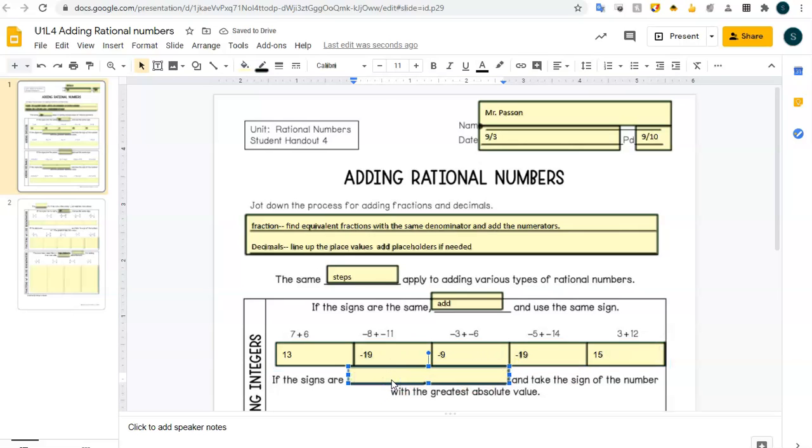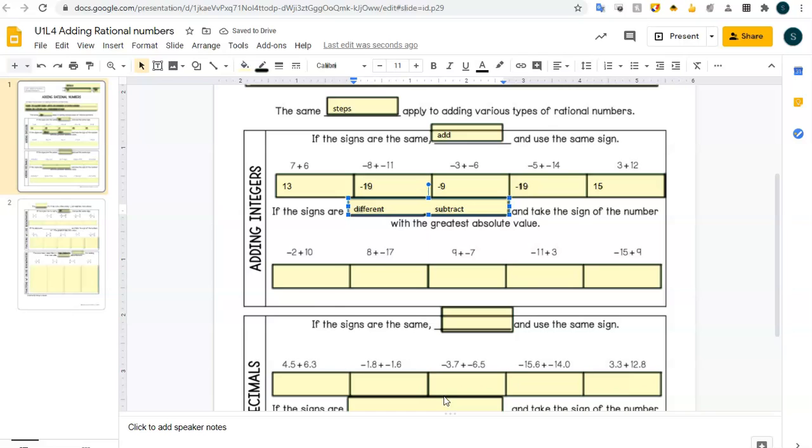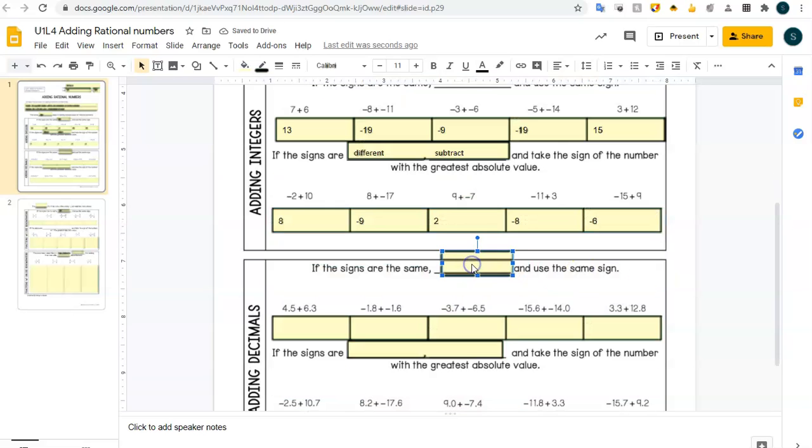If the signs are different, then subtract and take the sign of the number with the greatest absolute value. So here they're different, so we're actually going to subtract, and we're going to get 8. This one, when we subtract, we get 9, but our bigger term, our magnitude term, is the negative one. Here we're going to get 2. Here again we're going to subtract, but we're going to get a -8, and here we're going to get a -6. All right? So if the signs are the same, add and use the same sign.